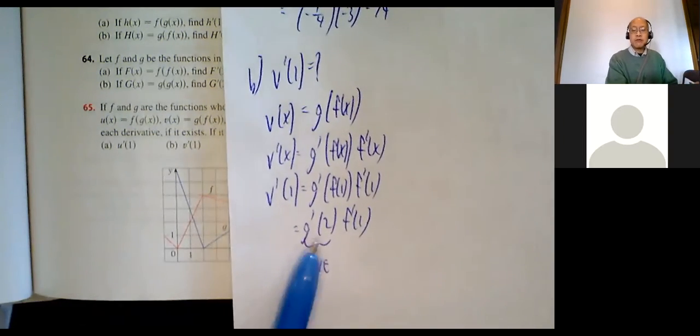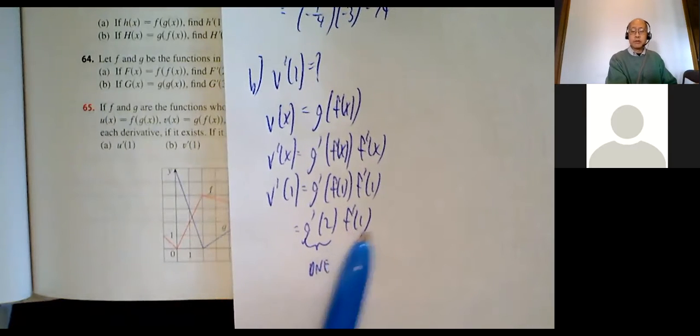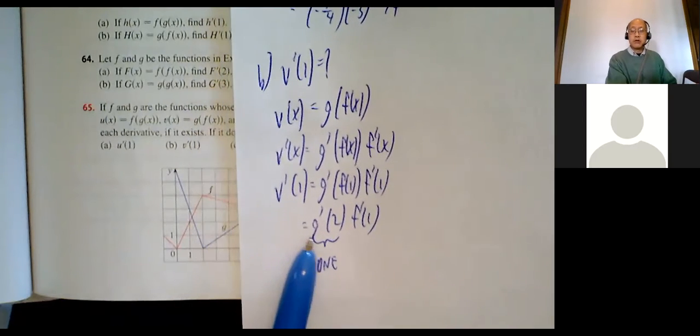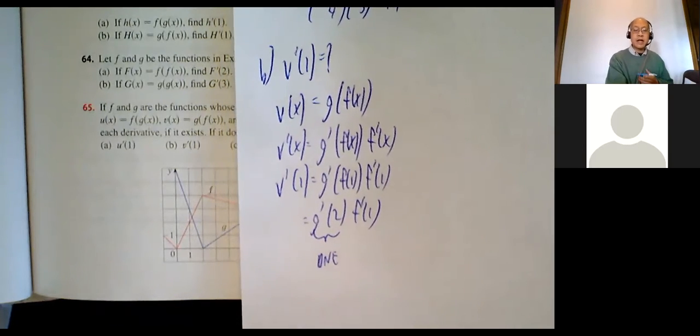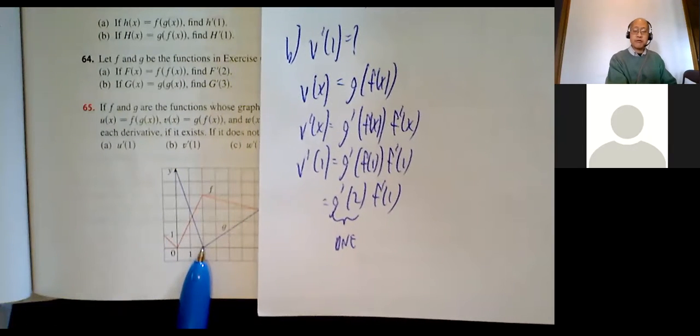So I have g prime of 2, f prime of 1. Again, I want slopes, g prime of 2. But g prime of 2 does not exist. What is the slope right here? Well, the function is not differentiable there, right?